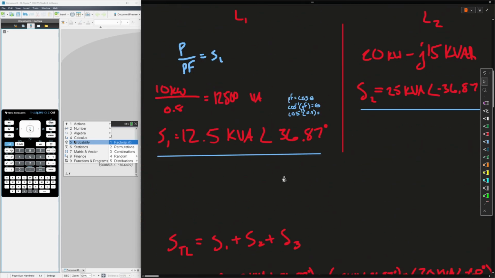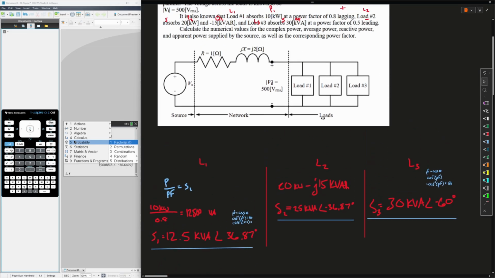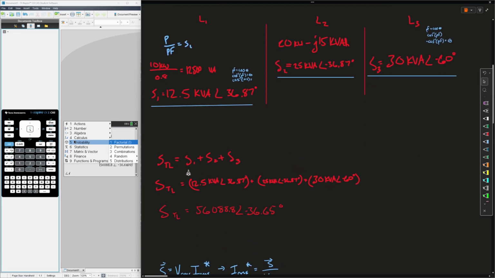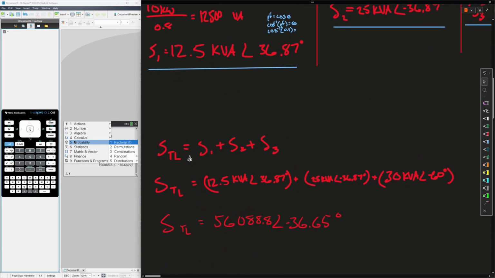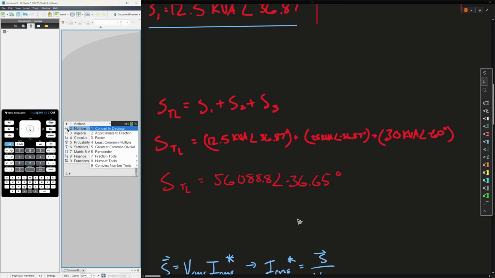And then to combine all your loads to get this complex power section, you put S total, load 1, load 2, and load 3. And then when you add those all together in the calculator using what I showed you earlier, it'll get you 56,088.8 with a phase angle of negative 36.65 degrees.